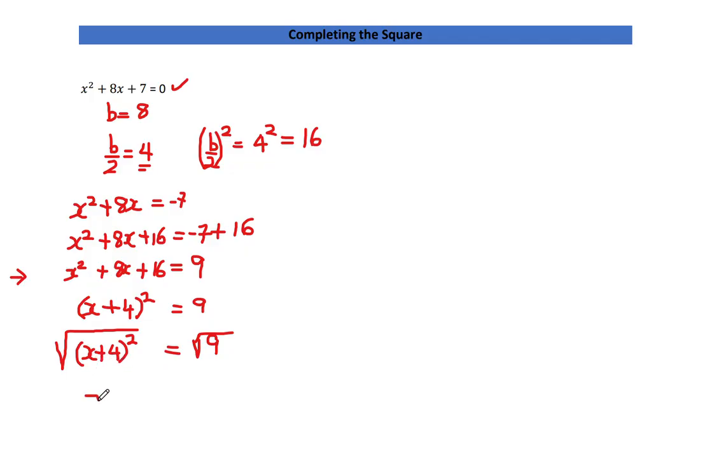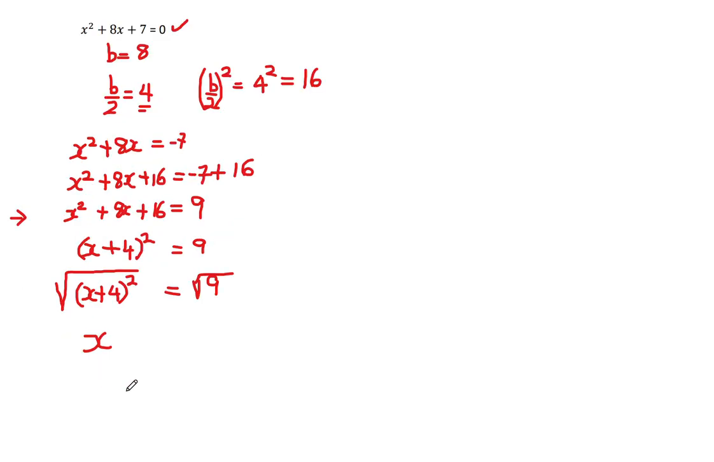When I take the square root of x plus 4 all squared, we end up getting x plus 4 alone, because the square root of x plus 4 all squared results in the cancellation of the square, so we're only left with x plus 4. And the square root of 9 is 3. So now we can easily solve for the value of x, and by the way, this will be plus or minus 3 because we're taking the square root of a constant.